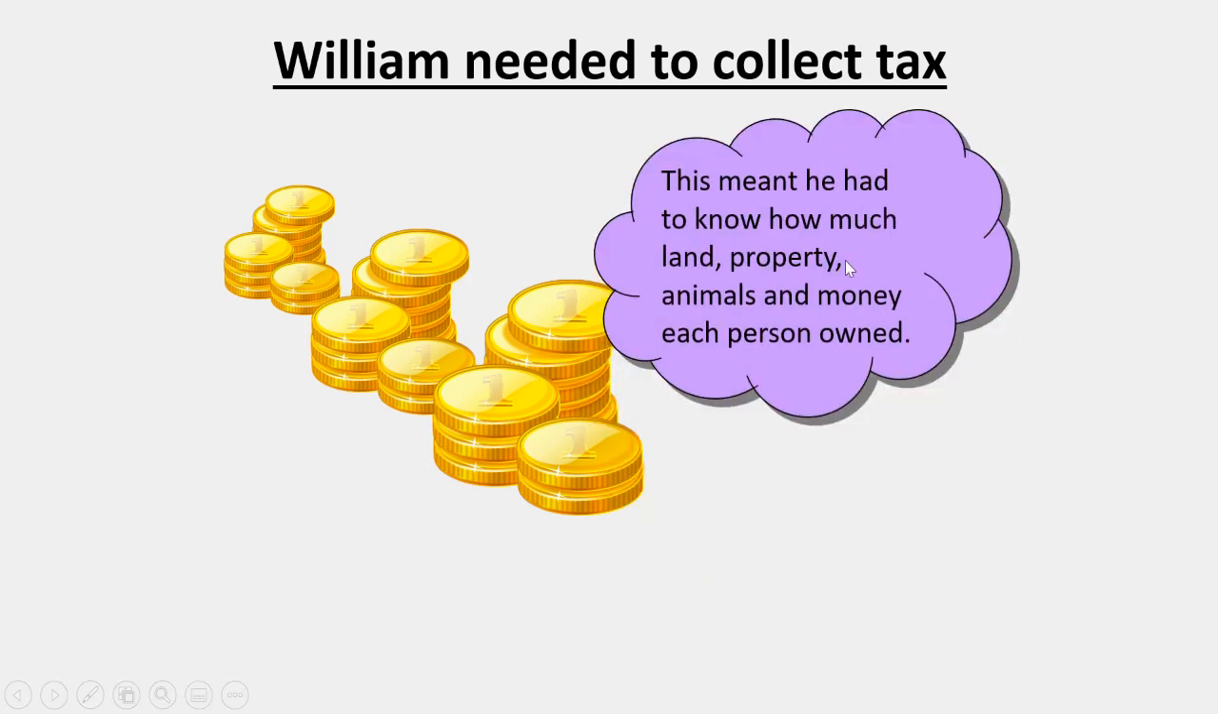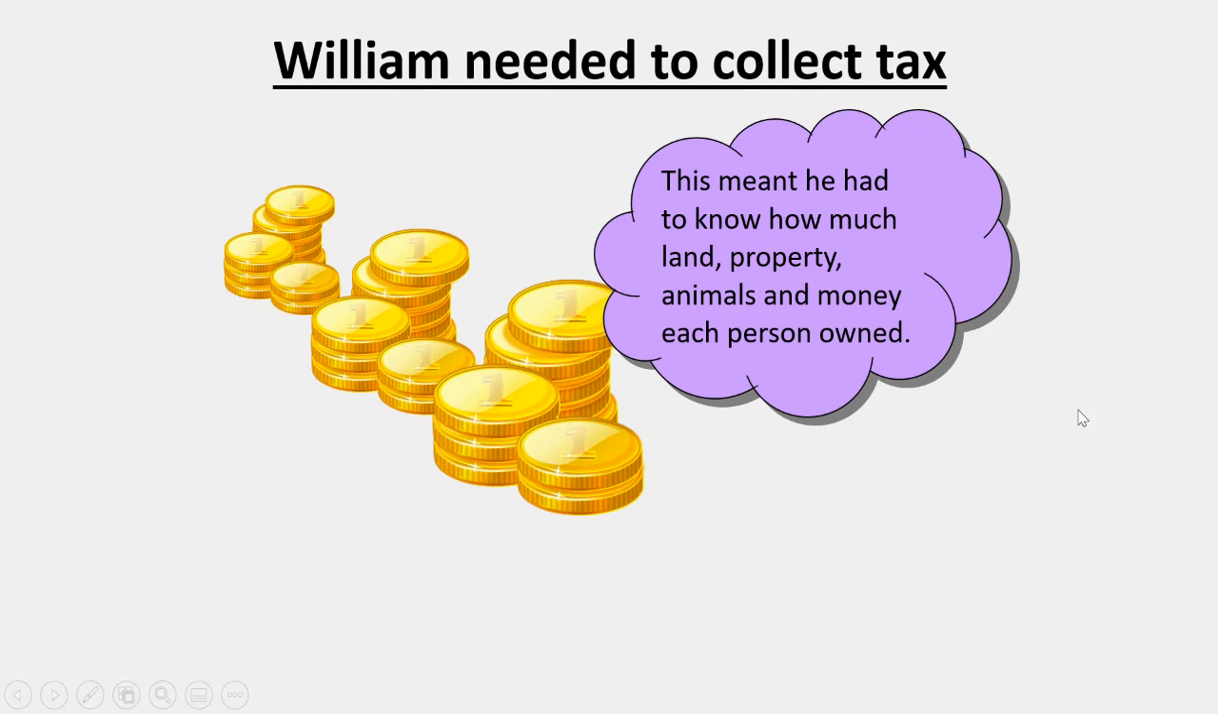Now, in order to calculate tax, he needed to know how much land, property, animals, and money each person owned. The way tax tends to work, even nowadays, is a certain percentage of what you earn that you have to give to the government. 20% is about the average in most countries. So if you earn £1,000 a month, you're going to pay 200 of that to the government. You're probably going to earn a bit more than that, probably closer to 100,000 crowns a month. But it's this sort of 20% you have to give.